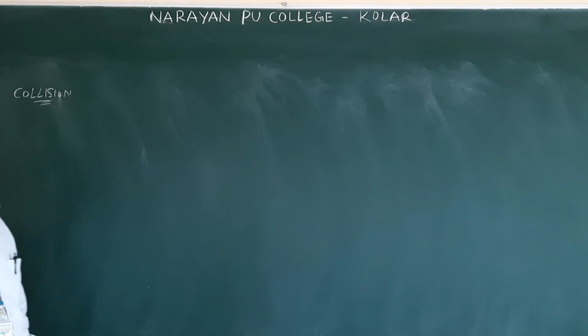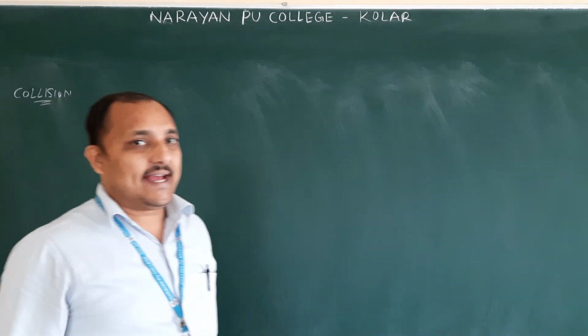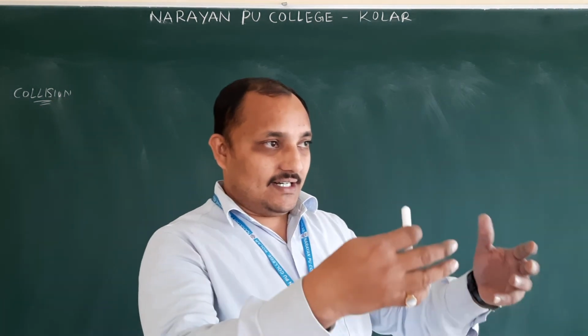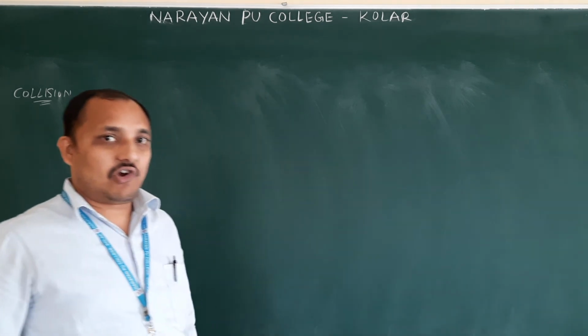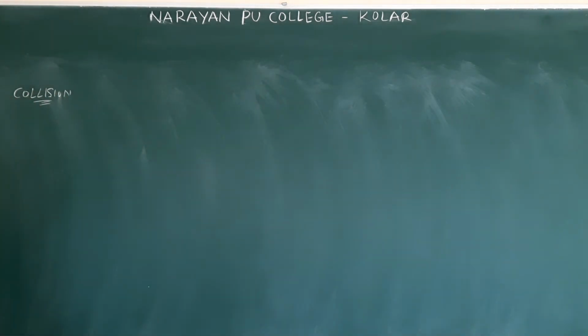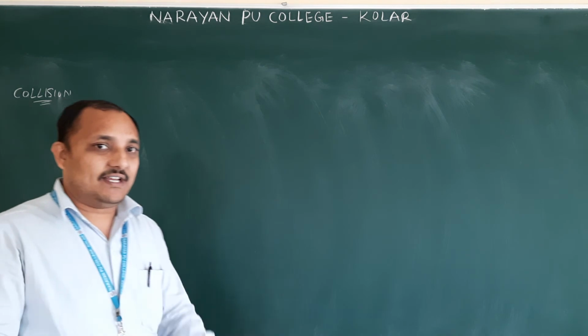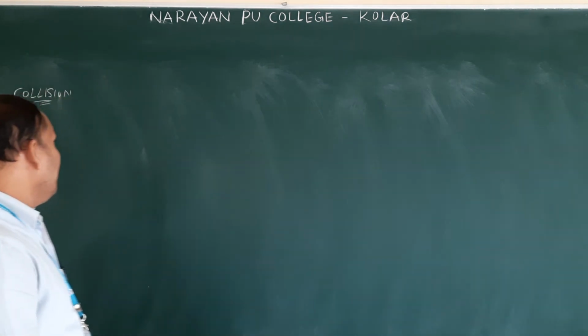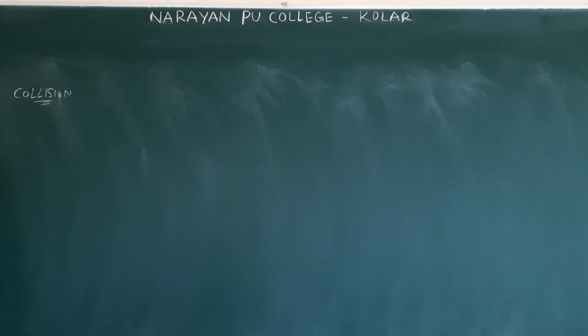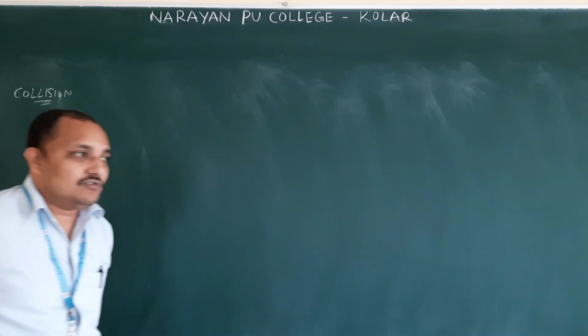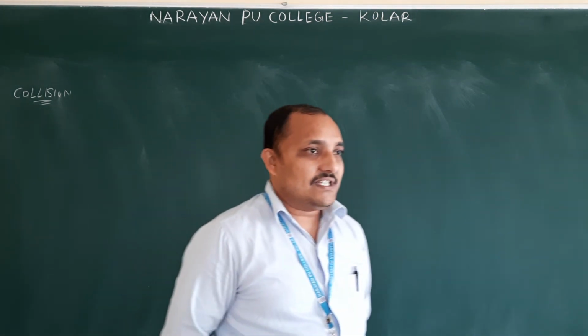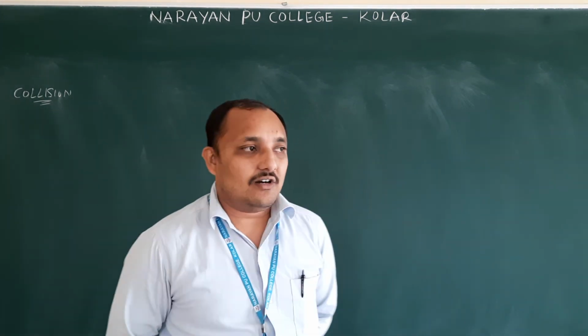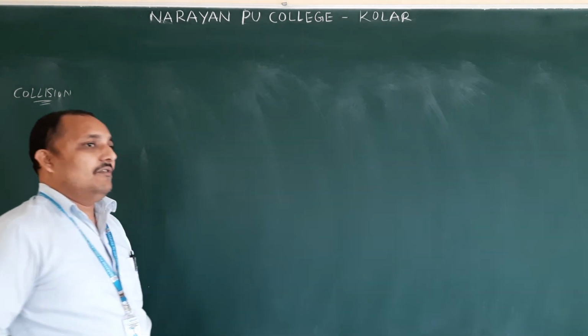So generally we will say two bodies collide, like an accident. The definition is the strong interaction between two objects, or the interaction between two objects. That is called a collision. But whenever a collision happens, some physical quantities are exchanged or transferred. We will come to that.